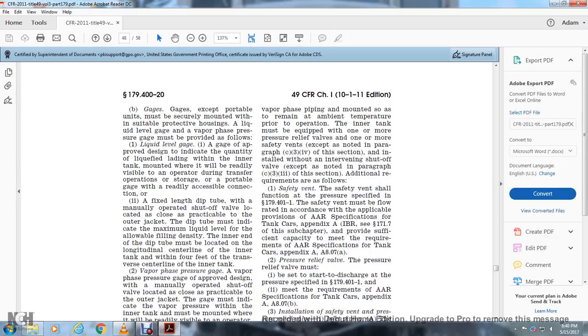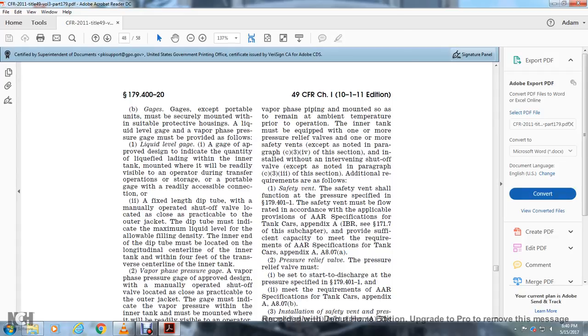Additional requirements are as follows: the safety vent shall have the function specified in section 179-4011. The safety vent valve must flow at the rate in accordance with the applicable AAR specification for tank cars, appendix A, with the IBRC 151.7 subchapter, to provide sufficient capacity to meet the requirements of the AAR specification for tank cars, appendix A 80.007.